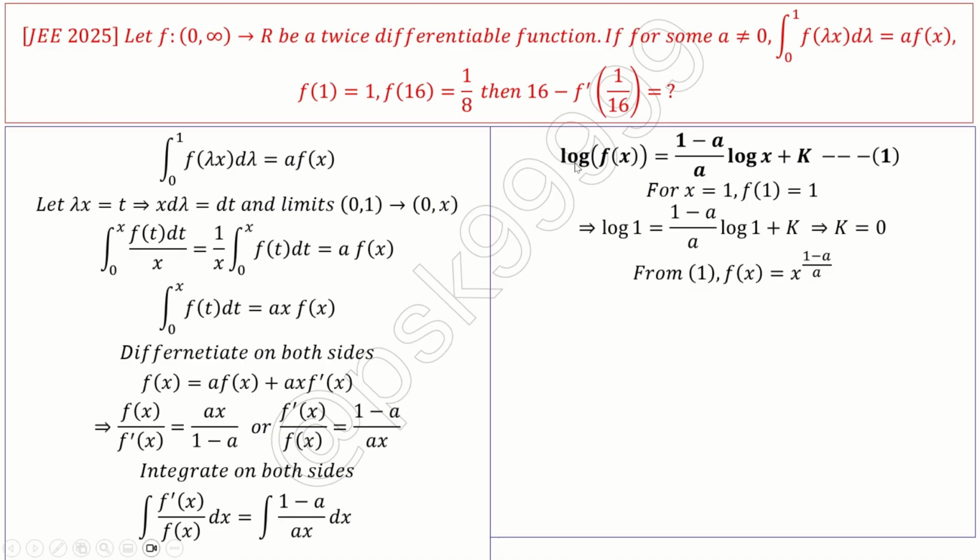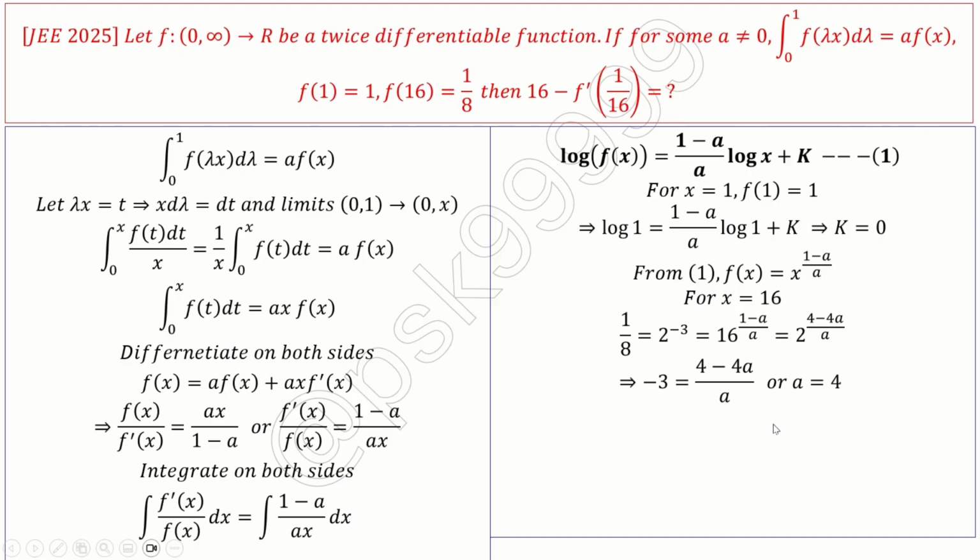f of x is nothing but, if I take the log out on both sides, this will go as a power of x, correct? x to the power of (1 minus a)/a. Now you substitute the second value to get the a value. So f of 16, which is 1/8, is equal to 1/8, I can write it as 2 to the power of minus 3, which is equal to 16 to the power of (1 minus a)/a, that I can write as 2 to the power of (4 minus 4a)/a. So you can equate (4 minus 4a)/a is equal to minus 3, or a is equal to 4.